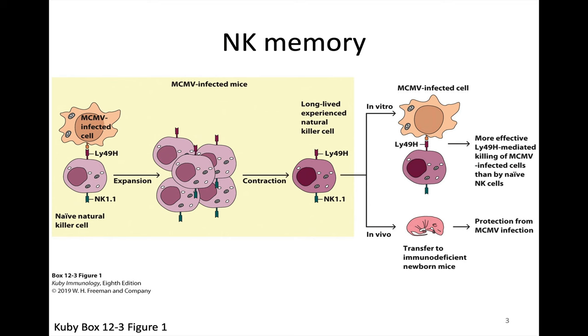So we can actually get clonal expansion of those NK cells that have been activated, just like you saw with adaptive cells when we talked about kinetics of the response. And the cells that are present after a contraction phase are really different in how they act than the earlier naive cell. So we have this long-lived experienced cell. If you put those cells in a dish, they're better at killing than they were before. So they've improved like a memory type cell, just the way a memory CD8 cell would work. And if you put those cells into immunodeficient mice, those mice are protected from infection. And naive cells can't do that.